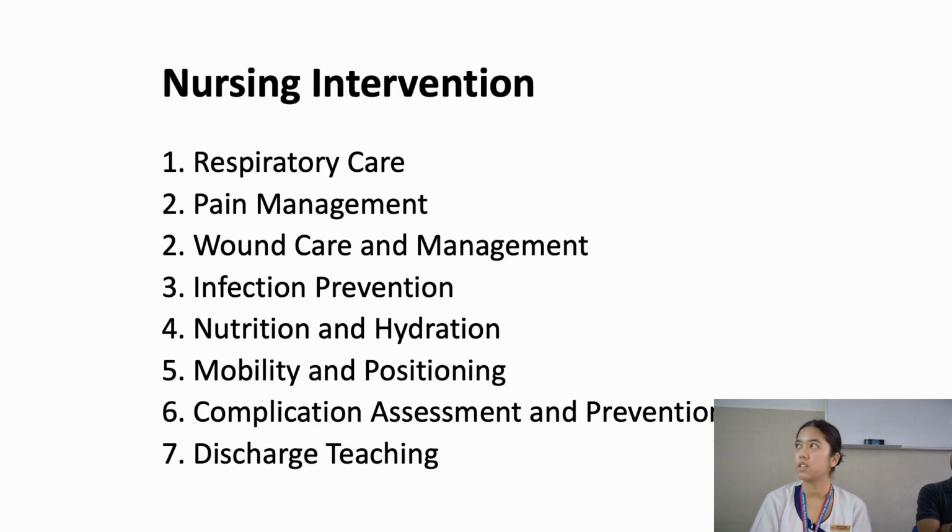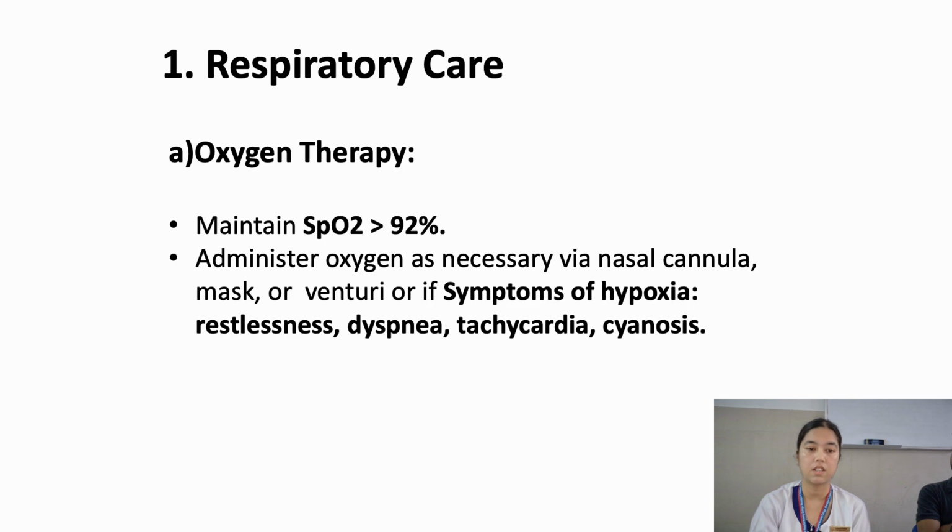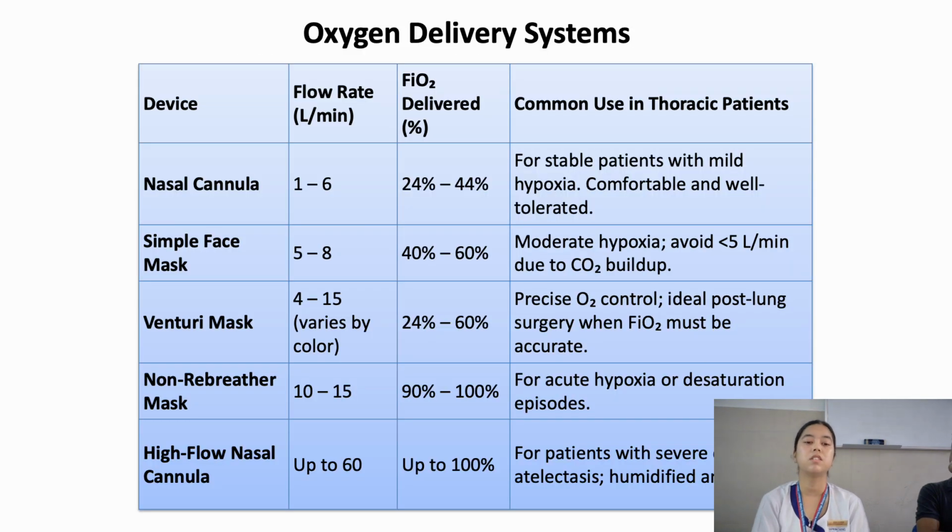About nursing intervention, the first is respiratory care, under which is oxygen therapy. We must maintain the SpO2 of the patient above 92% and administer oxygen as necessary, or if there are symptoms of hypoxia like restlessness, dyspnea, tachycardia, and cyanosis. But before administering oxygen therapy, we must be aware of the oxygen delivery systems, what their flow rate is and how they are used.